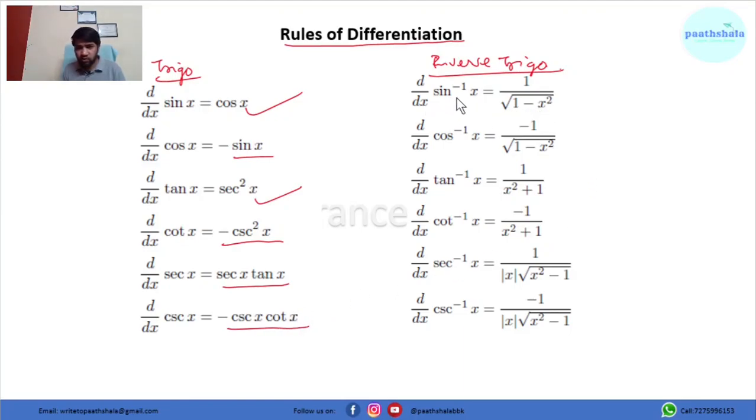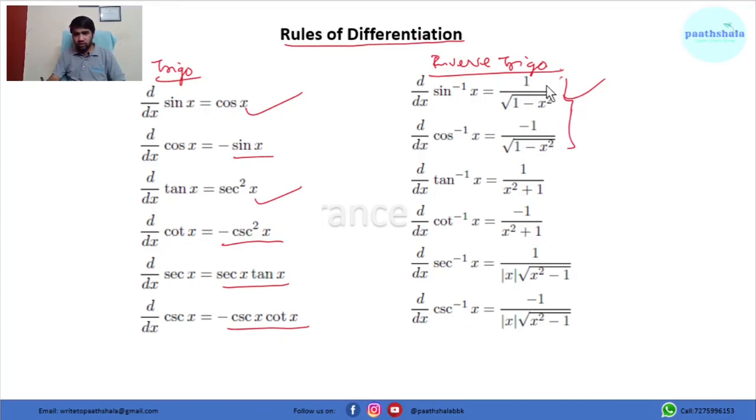Talking about inverse formulas, so d/dx of sin inverse x equals 1 upon under root 1 minus x square. Then d/dx of cos inverse x equals minus 1 upon under root 1 minus x square, and d/dx of tan inverse x equals 1 upon x square plus 1. Then d/dx of cot inverse x equals minus 1 upon x square plus 1, and d/dx of sec inverse x equals 1 upon mod x under root x square minus 1. Whereas d/dx of cosec inverse x equals minus 1 upon mod x into under root x square minus 1.